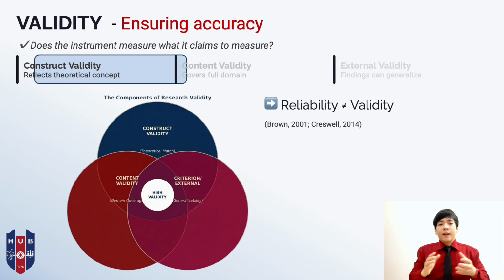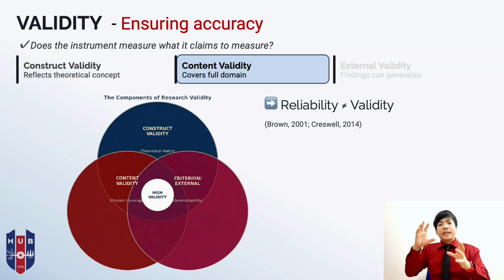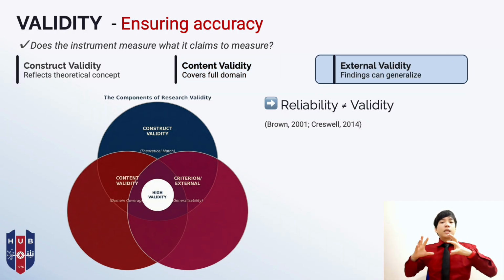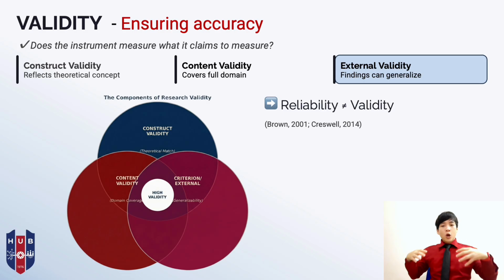We also need content validity to ensure we represent the entire construct. For example, a proficiency questionnaire should not include only grammar. It must also cover listening, speaking, and reading. Finally, external validity tells us whether our result with 200 students here can apply to other students in similar contexts. So validity ensures that our conclusions are not only consistent, but also correct.